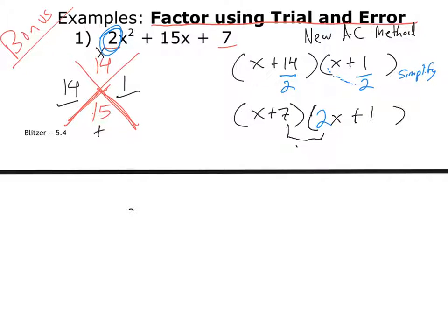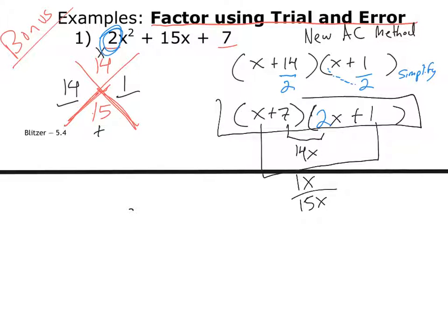7 times 2, we get 14x. x times 1, we get x. 14x plus 1x is 15x. We get that middle term. We are all set, ladies and gentlemen. You have just witnessed the new AC method. I know, mind-blowing. Let's do another one.